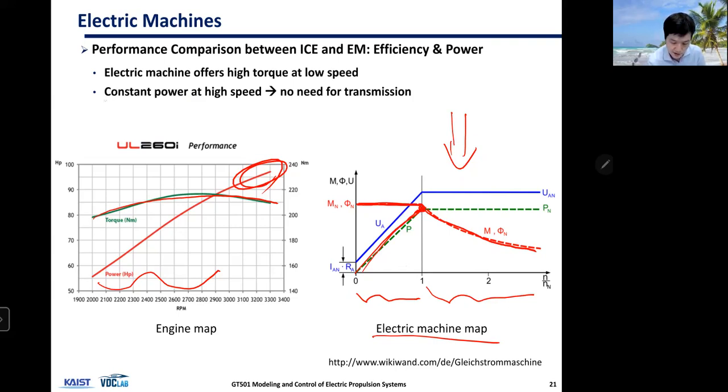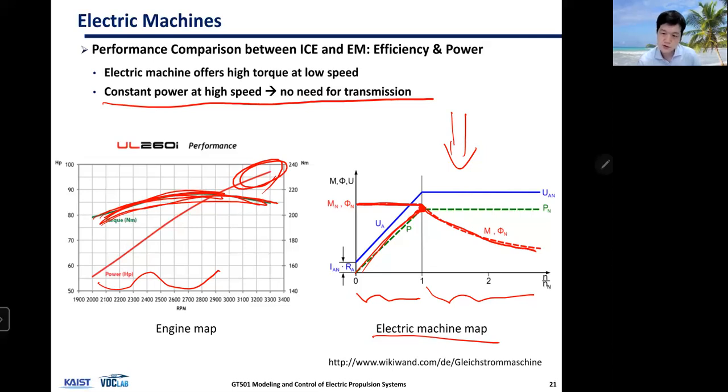and that leads to no need for transmission, because one of the main roles and needs for transmission was to amplify torque in low speed regions, right? Because the torque line was relatively flat.